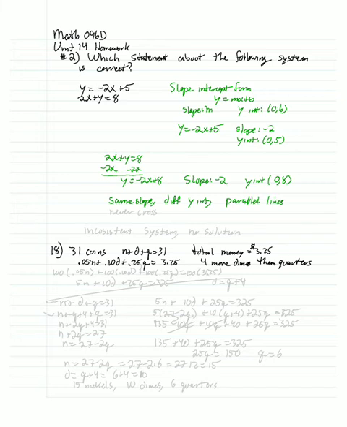Now, parallel lines mean they never cross because they're parallel. That's the definition. So this is what we call an inconsistent system. There's no solution. There's no place these cross. So that's that one.